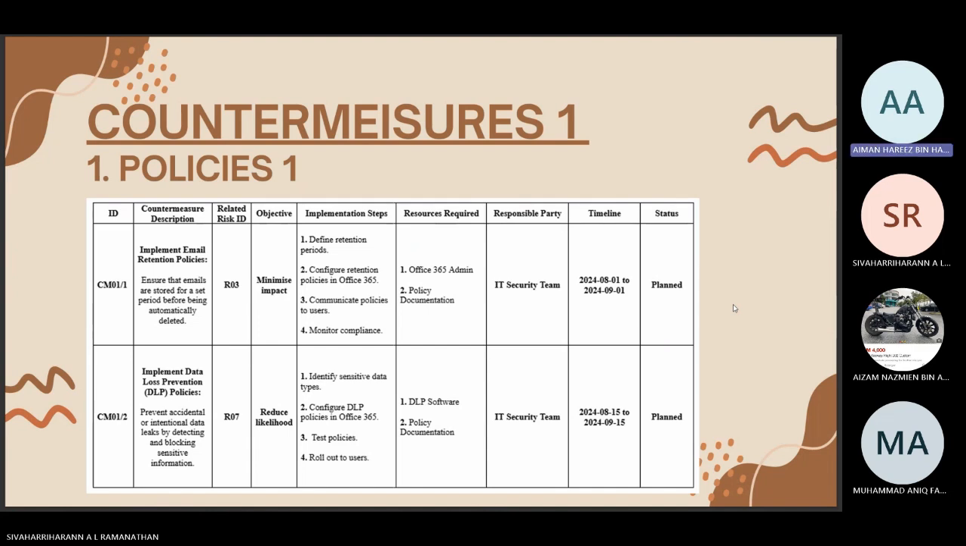The first countermeasure policy focuses on implementing email retention policies to minimize the impact of risk RO3. The objective is to ensure that emails are stored for a set period before being automatically deleted. The implementation steps include defining retention periods and configuring retention policies in Office 365. The resources required for this implementation are an Office 365 admin and policy documentation.